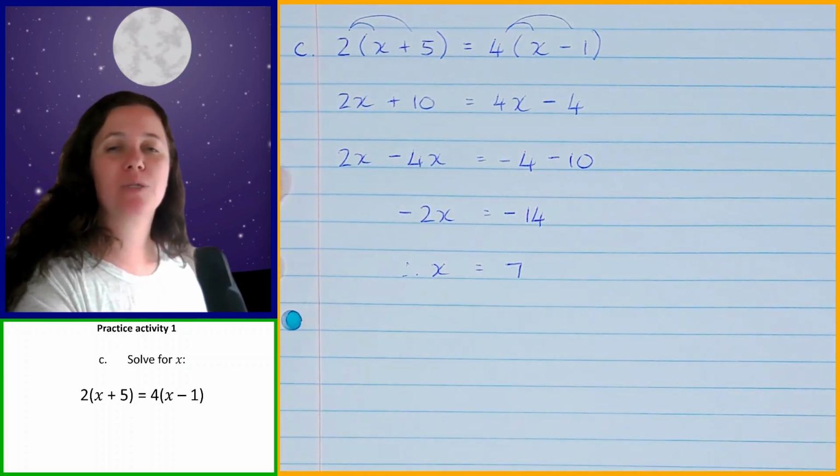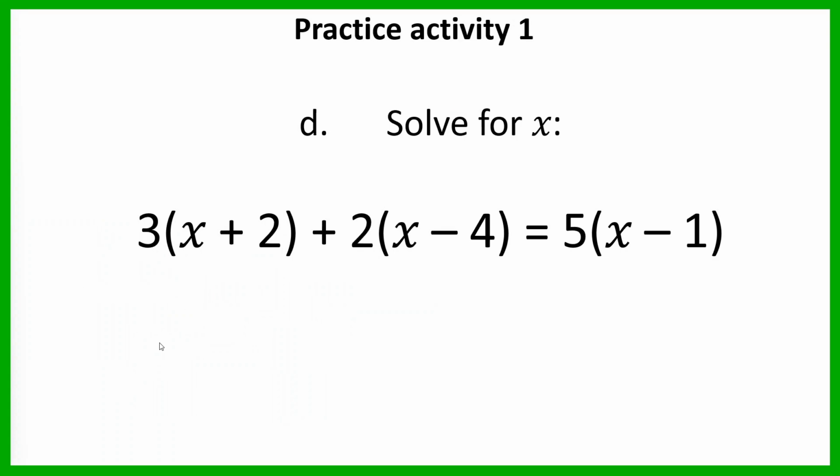Okay, now let's go on to the next one. In question D, you've got 3 times (x plus 2), plus 2 times (x minus 4), equal to 5 times (x minus 1). I'm going to give you 1 minute to solve this equation as well.